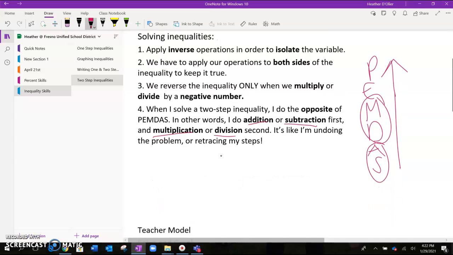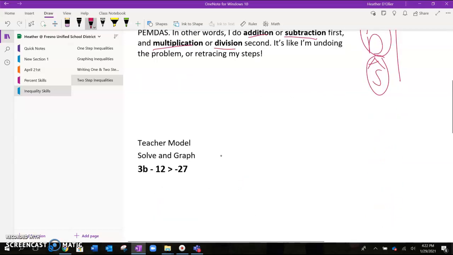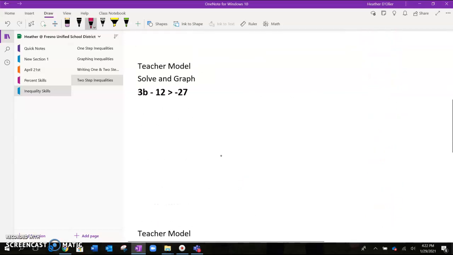All right? Okay, I've got this first one. I'm going to solve it and graph it. Just that way I am practicing another skill. We're getting that reinforcement. So I'm going to start by putting my line through. I want to identify the operations that are happening. That way I know what inverse operations to apply.